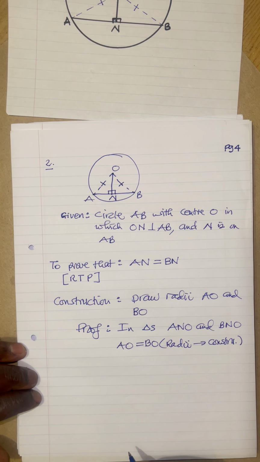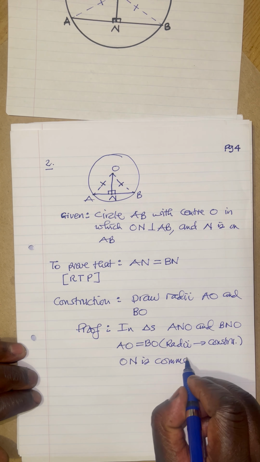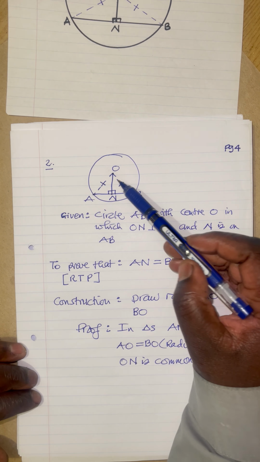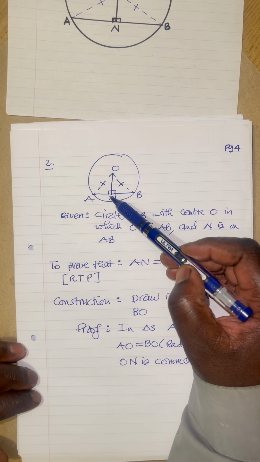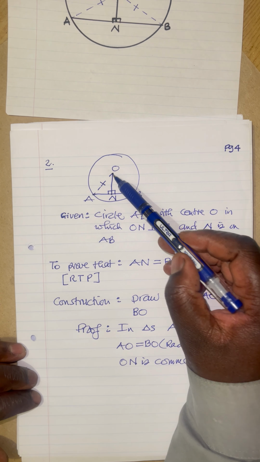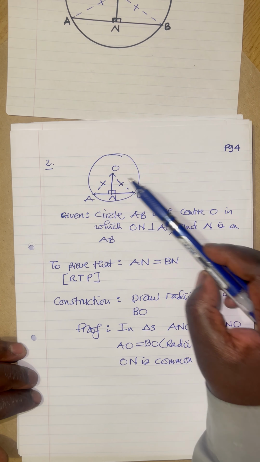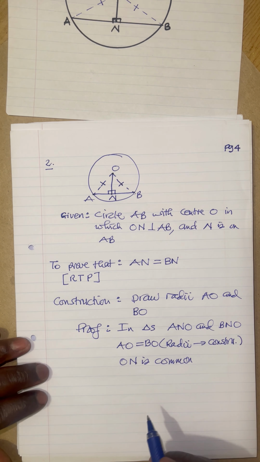What else do we know? We know that ON is common. It is found in both triangles. That's what we mean when we say ON is common. You can see that ON is part of triangle ANO, and ON is also part of triangle BNO. So ON is common. Some people say ON equals ON. It's the same thing.